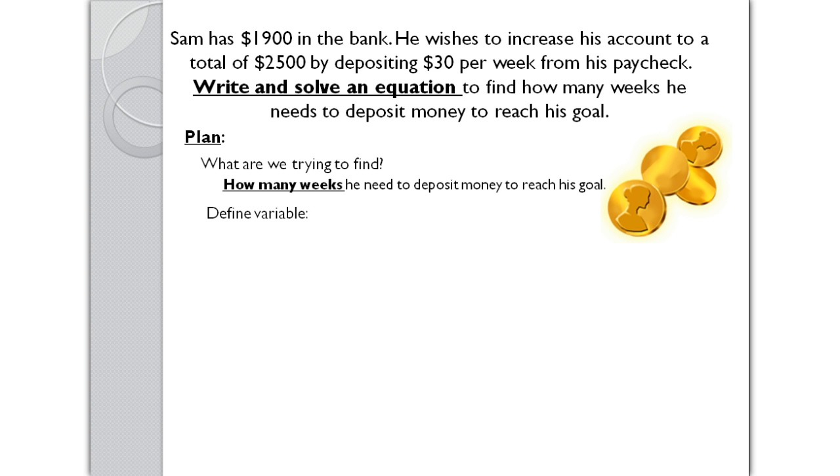So now we need to define a variable. Remember, a variable represents something that is unknown in a problem. So once you determine what you're trying to find, that's what your variable is going to be. So our variable will just be x equals the number of weeks. It's really important that you're able to start analyzing these problems. If you can go through these mental, analytical steps each time, word problems will become a lot easier.